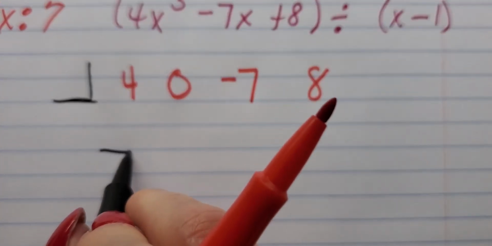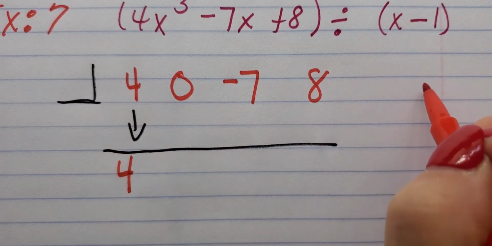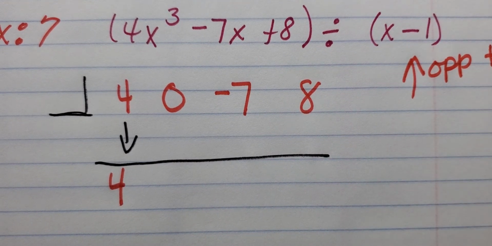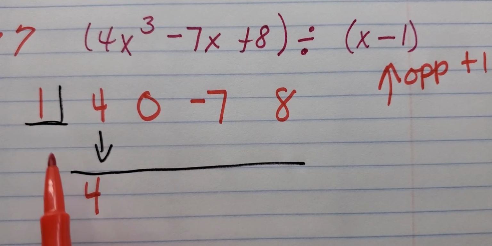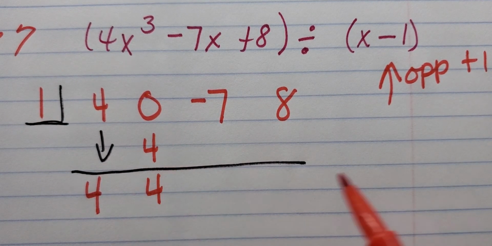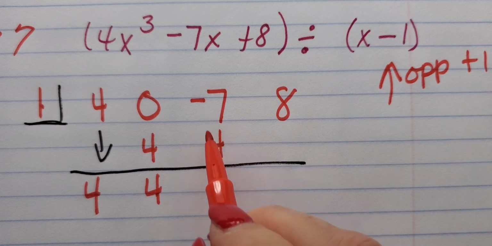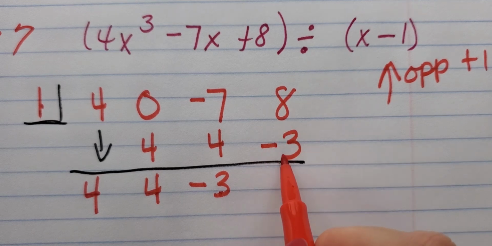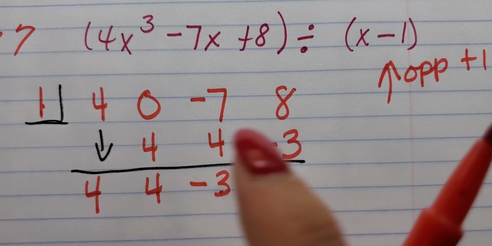Then I'm going to draw a line and bring down that first number, which is 4. I'm going to go over here, and I know the opposite of that negative is plus 1, so I'm going to put 1 in my box. Start to multiply: 1 times 4 is 4. Then we add those up to get 4. Then 1 times 4 is 4, and we add these two up to get negative 3. Then 1 times negative 3 is negative 3, and I add those up, which gives me a remainder of 5.